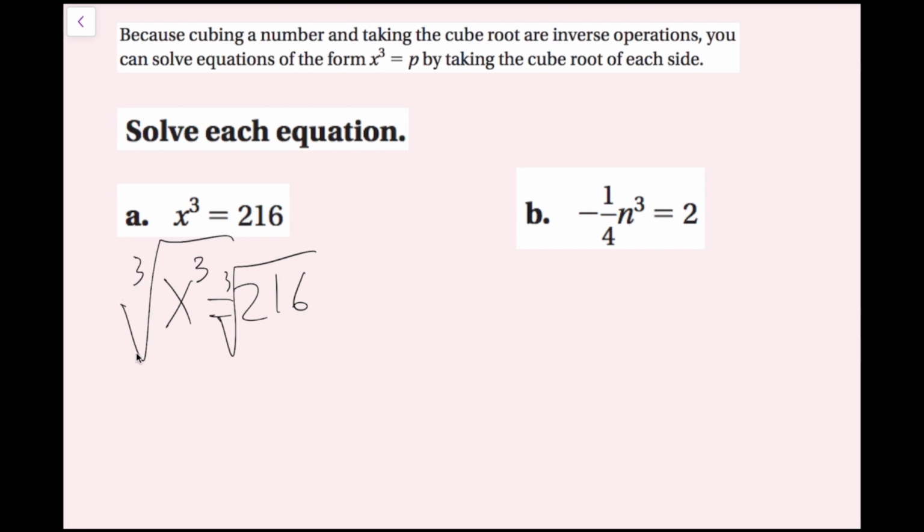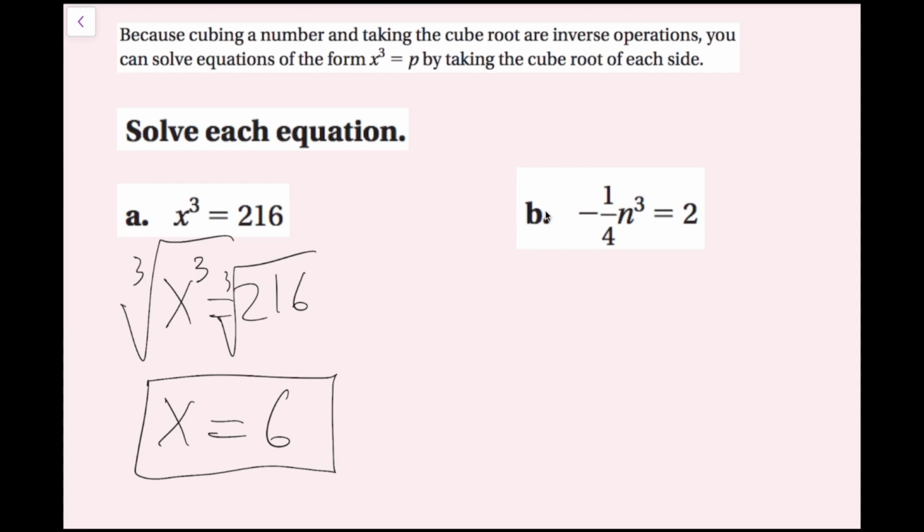And remember, this cube root and the cubing operation cancel, so I just have x on the left side. And now I just need to figure out what number multiplied 3 times, or what number cubed equals 216. Well, that's going to be positive 6. So my x value here is 6. So now we're done with part A.